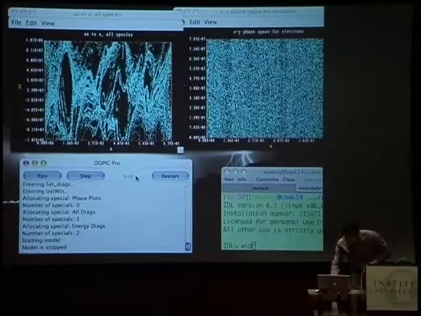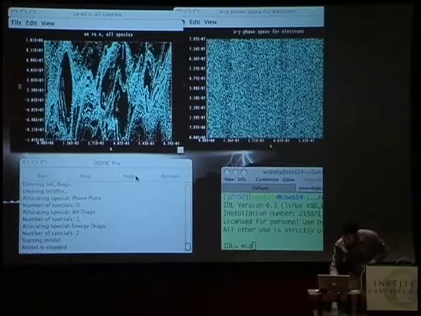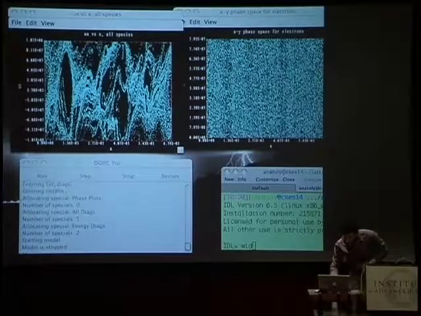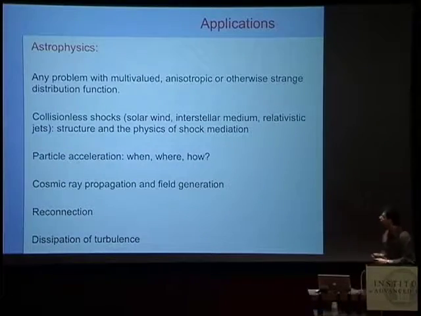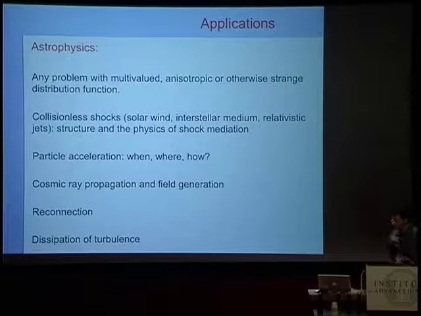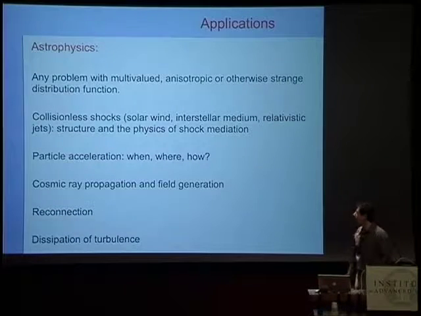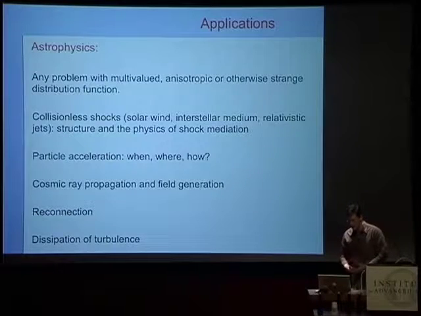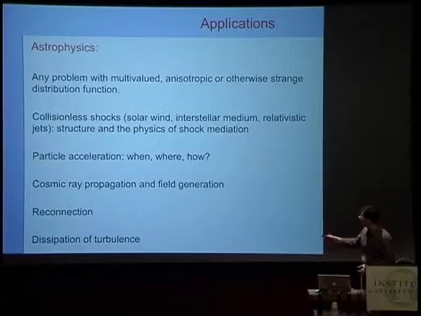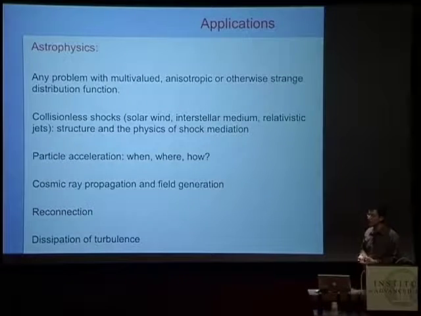Okay, so let's go back. Examples where these kinds of distributions are commonly encountered are collisionless shocks, where you have two fluids trying to collide with each other without having strong Coulomb interactions, Coulomb collisions.